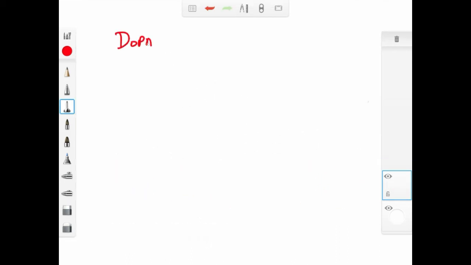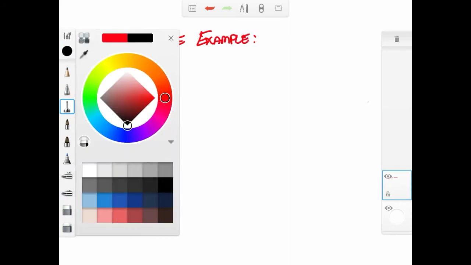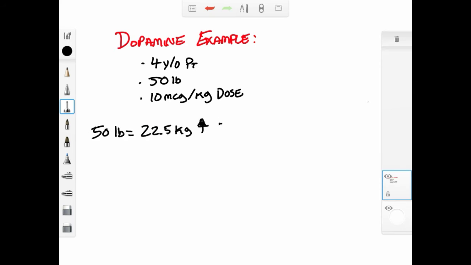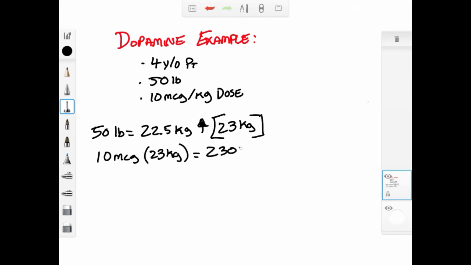All right, so for our dopamine calculation, we're going to have a very similar patient as last time. We're going to have a 4-year-old patient that weighs 50 pounds. And we're going to go ahead and do the 10 micrograms per kilogram per minute dose. All right, so again, we're converting our 50 pounds, we divide by 2, subtracting 10%. We'll just round up to 23 kgs. And so we're going to multiply 10 by 23 kgs and get 230 mics.